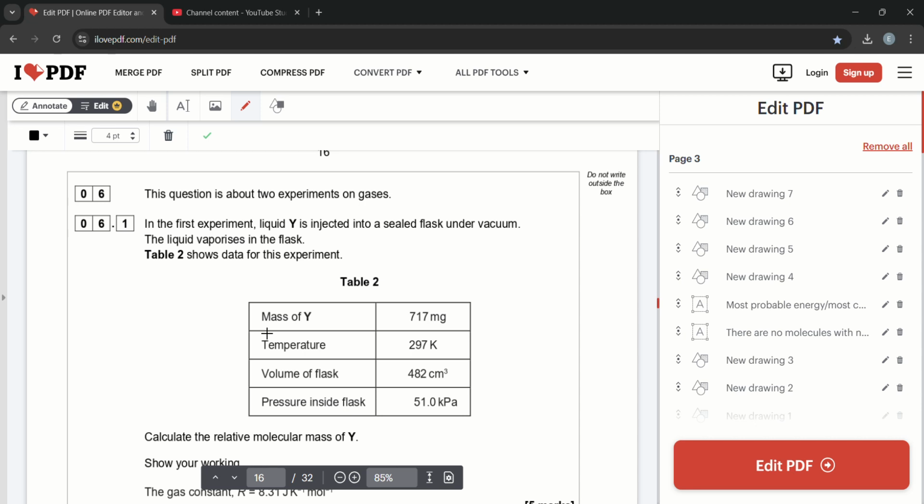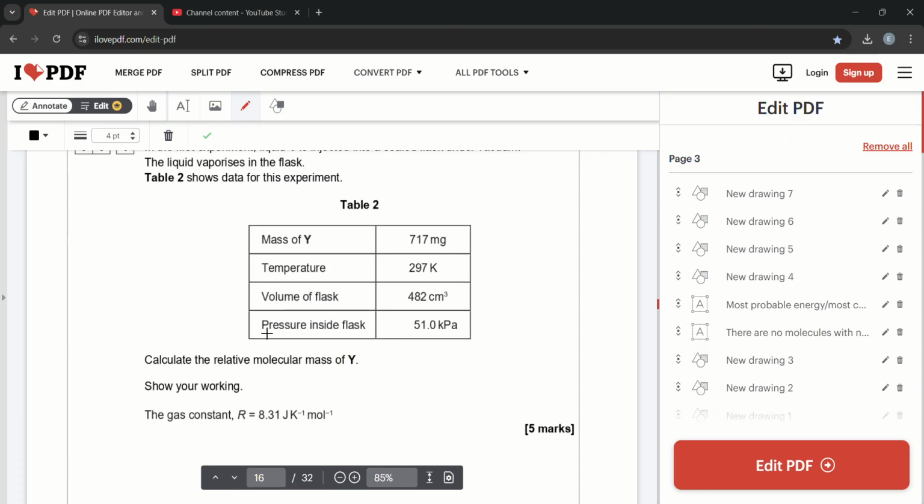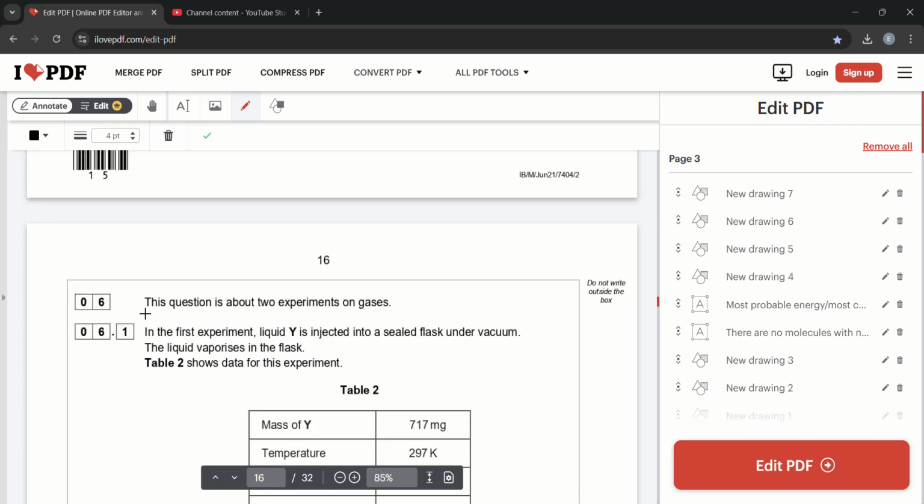Question 6. This question is about two experiments on gases. In the first experiment, liquid Y is injected into a sealed flask under vacuum. The liquid vaporizes in the flask. Table 2 shows data for this experiment. Calculate the relative molecular mass of Y. Show your working. The gas constant R is 8.31 joules K to the power minus 1 mol to the power minus 1. 5 marks. Classic question on the ideal gas equation.